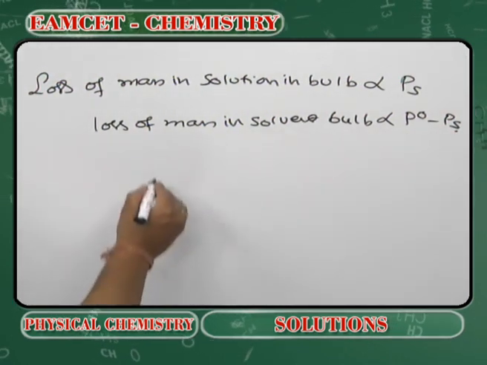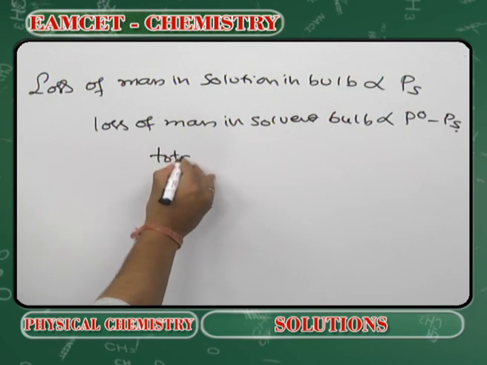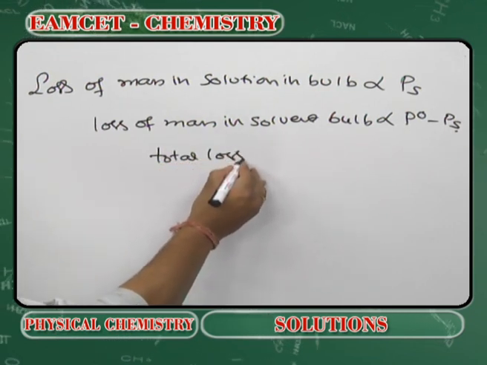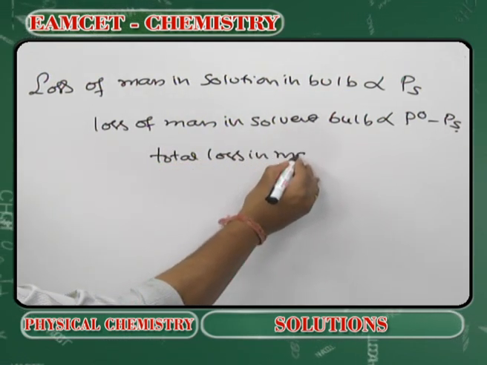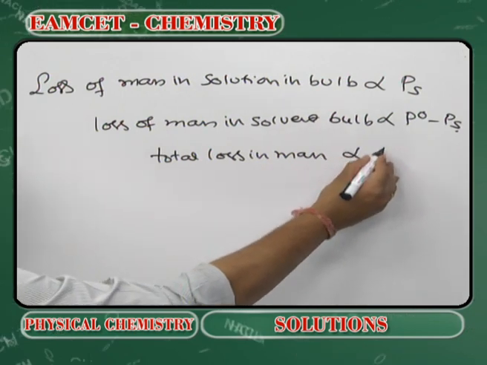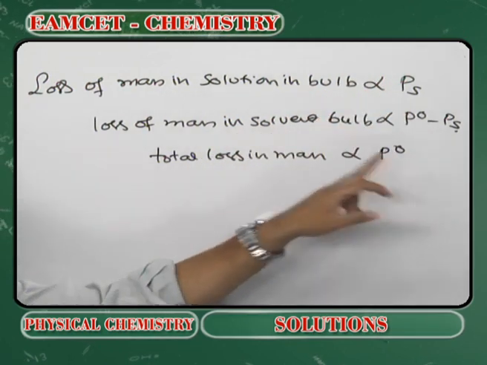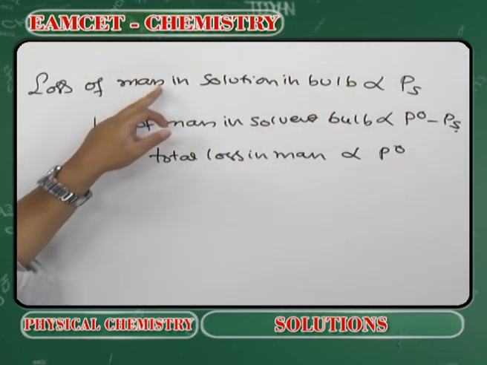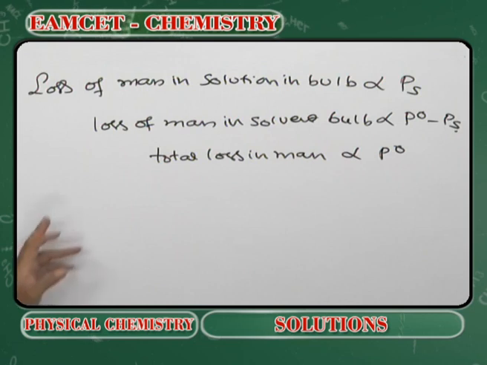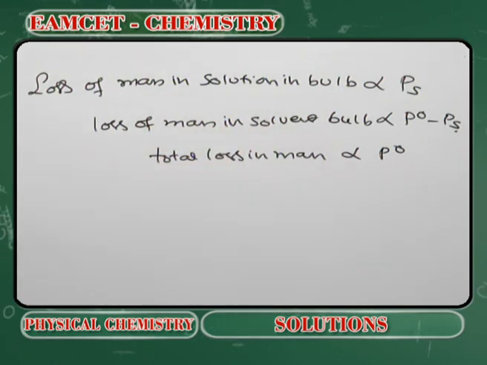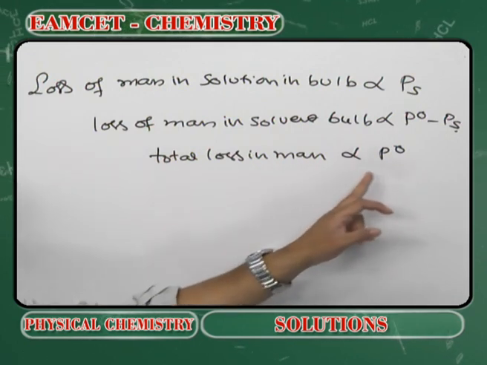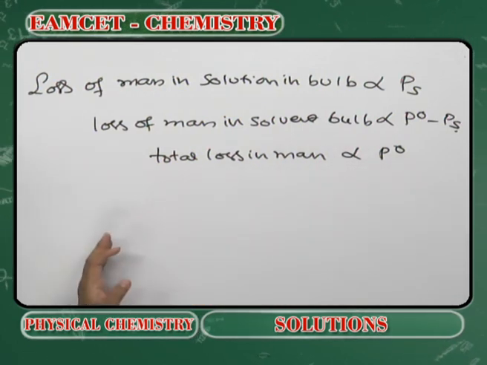What is the total loss in mass? It is proportional to the P naught value. If you add both, you will get P naught. So the loss in mass in the solvent bulb is proportional to P naught minus Ps, and the total loss in mass is proportional to P naught.